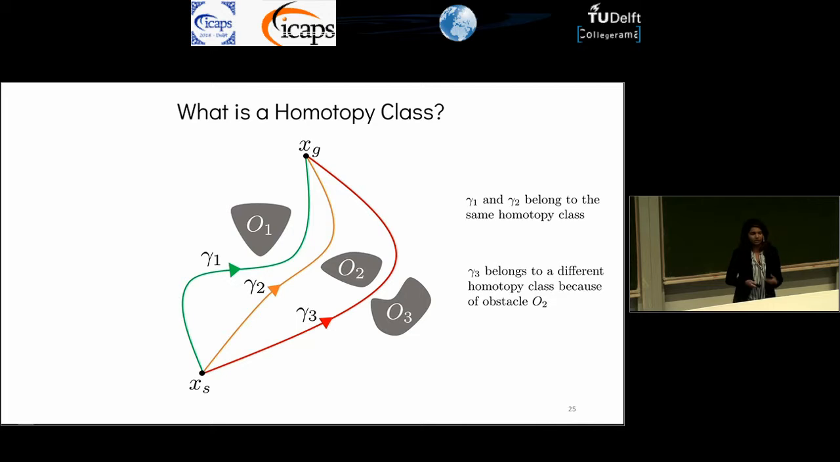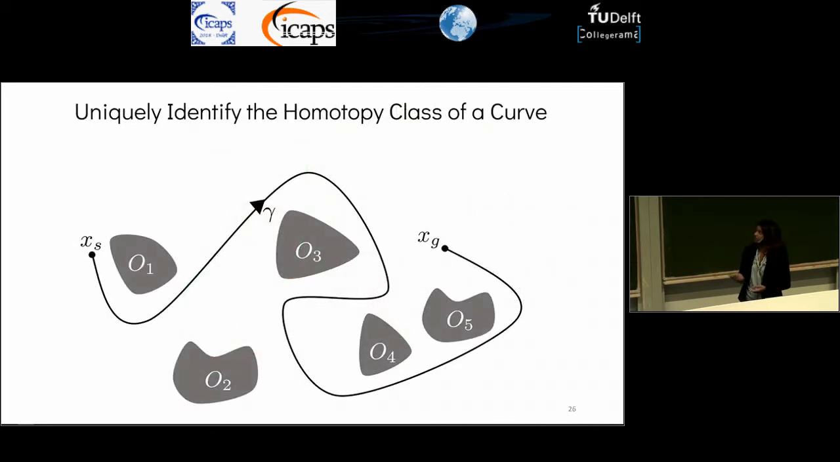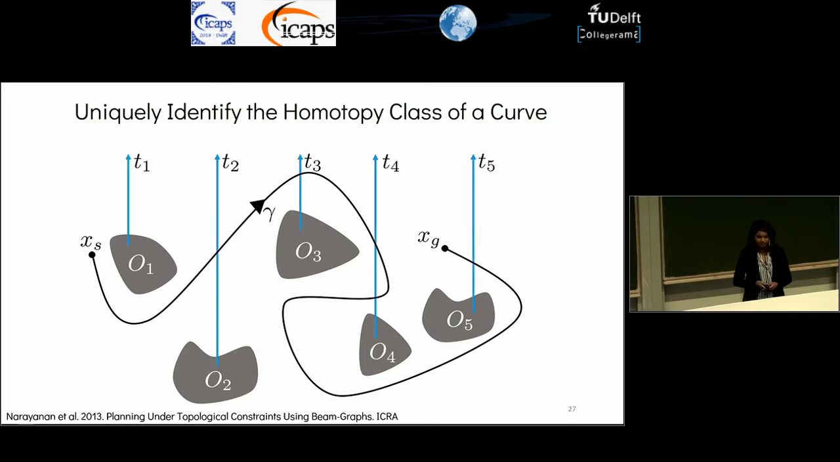So now we want to be able to uniquely define these homotopy classes. And the way we do this is, let's take this example where we have obstacles O1 through O5, a start configuration, a goal configuration, and then a curve gamma. What we do is we select random points from these obstacles and we extend beams from them. These beams are non-intersecting and they have to be extended in the same direction. So we chose to extend them in the positive y.